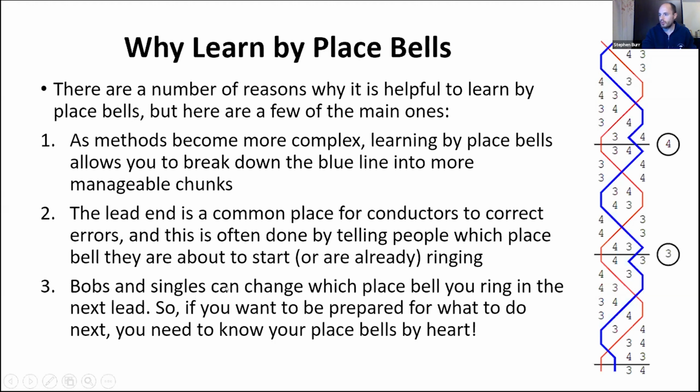And the third reason is that calls can change which place spell you're going to ring in the next lead. So if you want to be prepared for what to do next, you need to know those place spells by heart. So you may be about to ring third's place spell, but the call may actually mean that you end up ringing second's place spell. So you suddenly need to switch from being prepared to ring third's place spell to being ready to ring second's place spell. And if you know the place spells, then that's much simpler to do than trying to remember, oh, what would I do if I was starting the method on the second now?